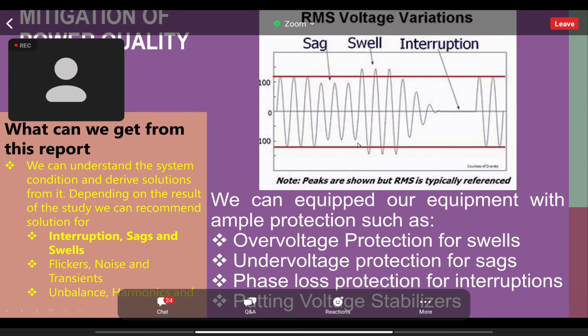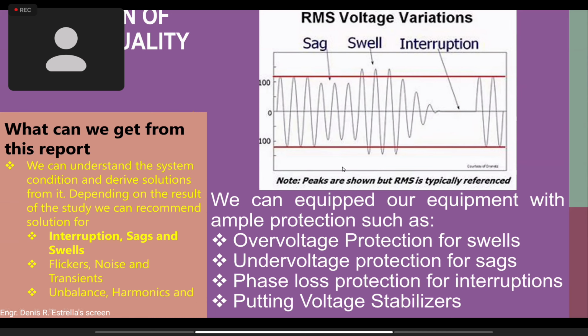So, kung meron tayong sag, swell, or interruption, we can equip our system with the overvoltage protection for swells or interruption. We can equip it with undervoltage protection for sags. And if there is phase loss, example doon sa ating illustration na nakita kanina, we can protect our system from phase loss also. Kasi yung phase loss, pag isang phase lang nawala, there are transformers that will create the ferroresonance condition pag magkaroon ng phase loss. Matanggal yung isang phase, magkaroon ng ferroresonance that will result to overvoltage on the secondary side.